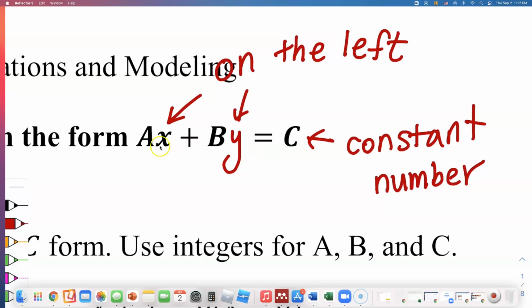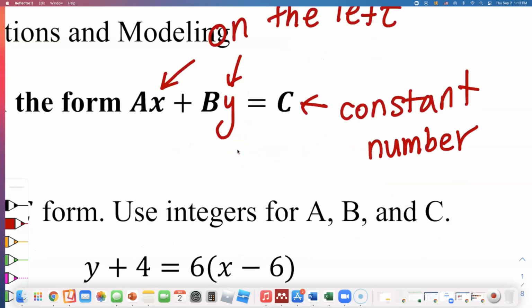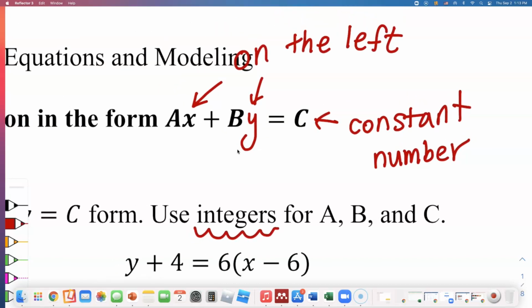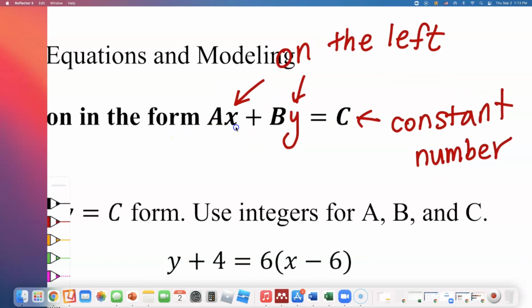And one more thing, A, B, and C have to be integers. In other words, no fractions. If you have a fraction in A, B, or C, then we're going to multiply by a number to get rid of that fraction. So when I rewrite equations in this form, I first move all the terms that have x and y to the left. And then sometimes I have to divide, sometimes I have to multiply. So I'm going to give you two examples in this video.